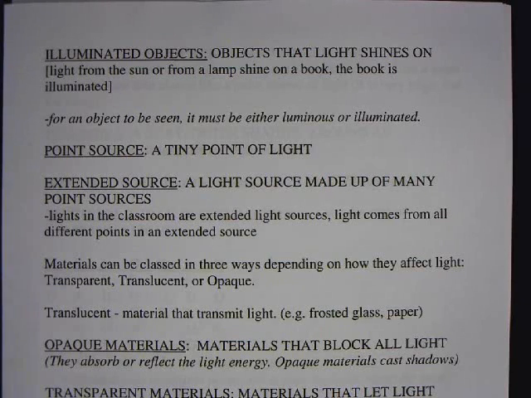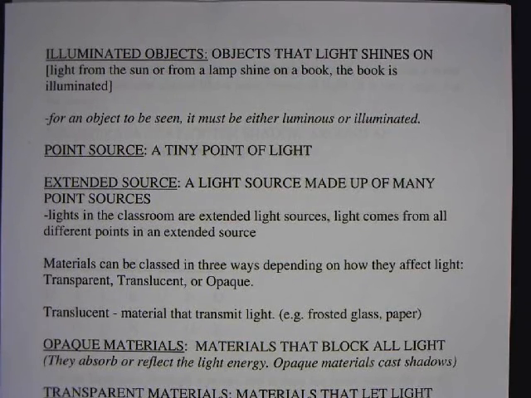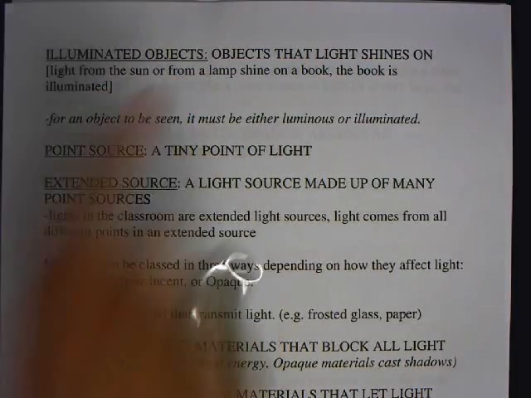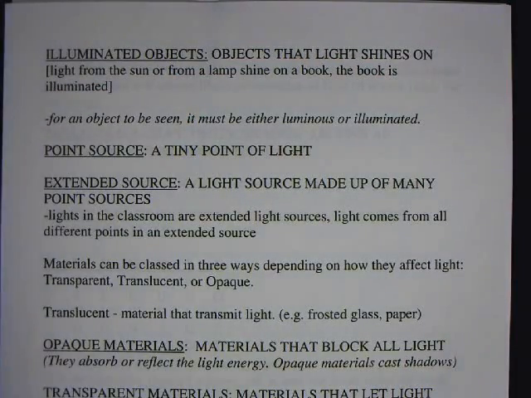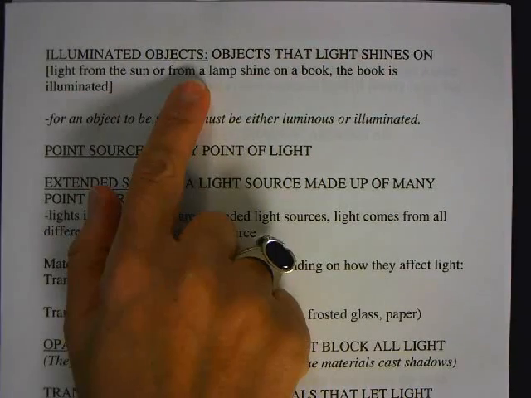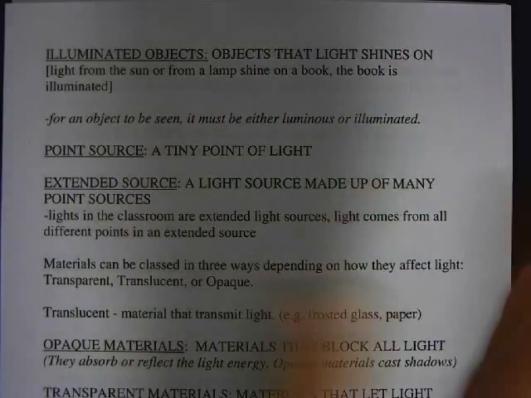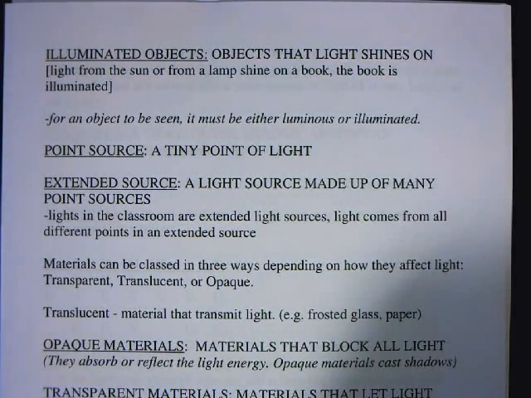Today we're going to continue with Chapter 13, and today we're going to talk about some properties of visible light. When we describe objects, there are different ways that we can describe objects or materials. An illuminated object means that light shines on it, and that's the way that we can see it.